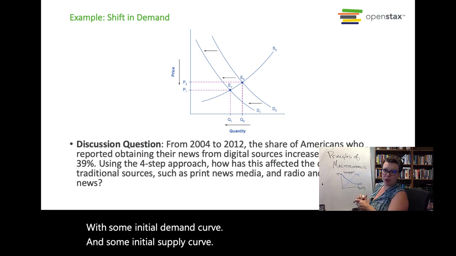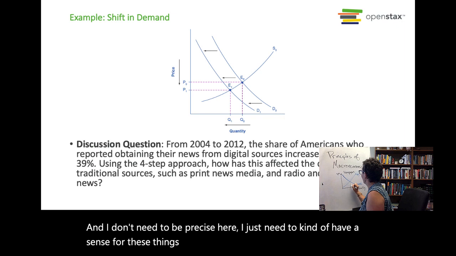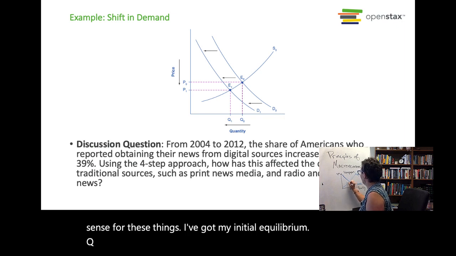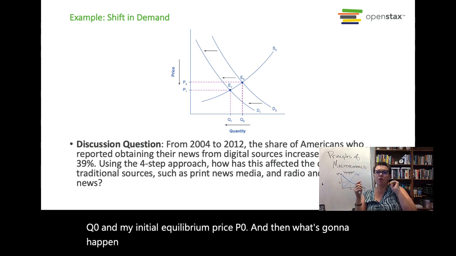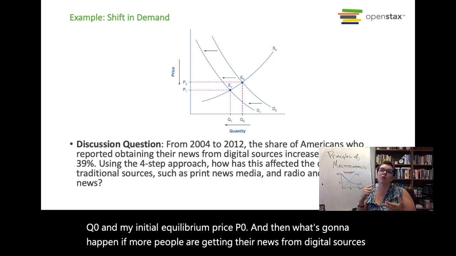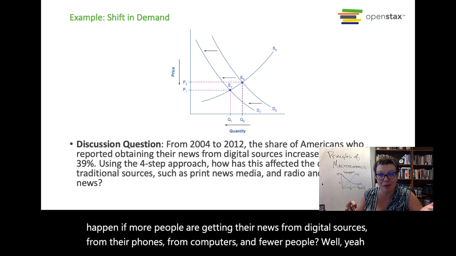And I don't need to be precise here. I just need to kind of have a sense for these things. I've got my initial equilibrium, Q0, and my initial equilibrium price, P0. And then what's going to happen? If more people are getting their news from digital sources, from their phones, from computers, and fewer people, well, yeah, is that going to affect demand or supply, first of all?